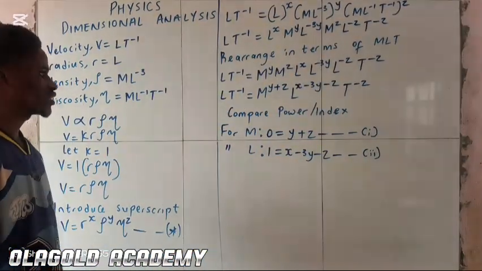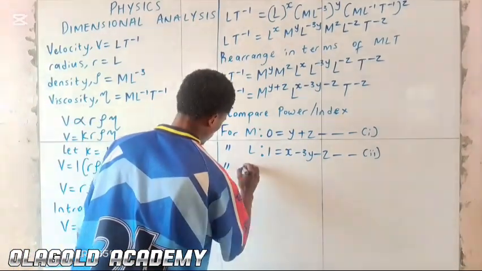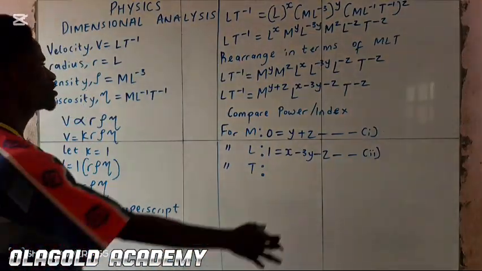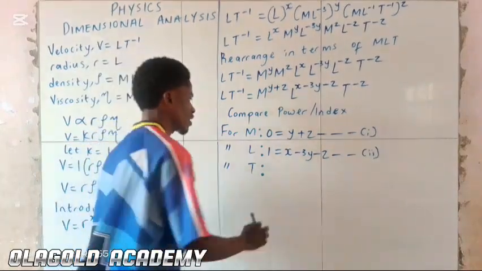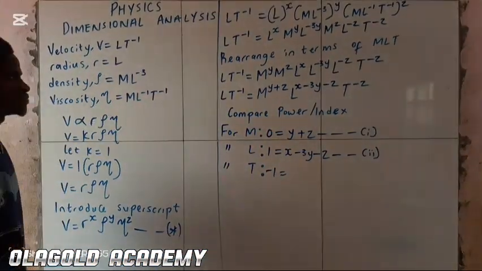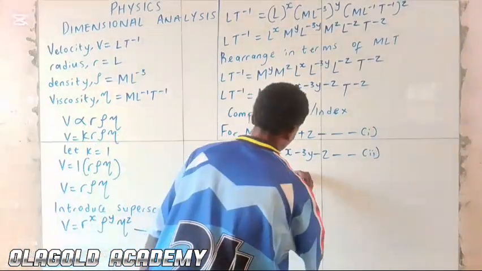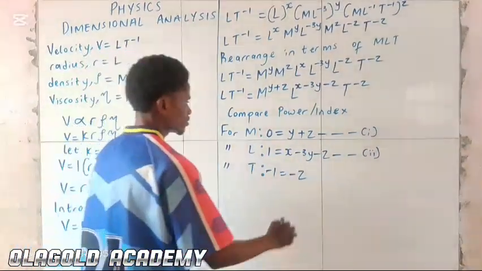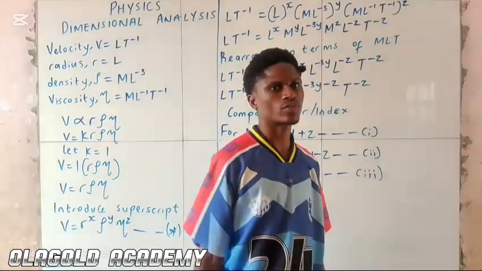Alright, our next task is to take T. So for T, we have at this side, the power of T at this side is minus 1. So we have minus 1 equal to. At this side, the power of T is minus z here. So we have minus z here. This becomes our equation 3.